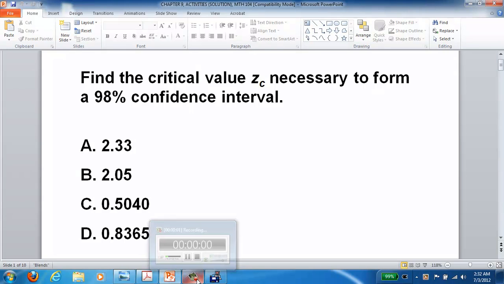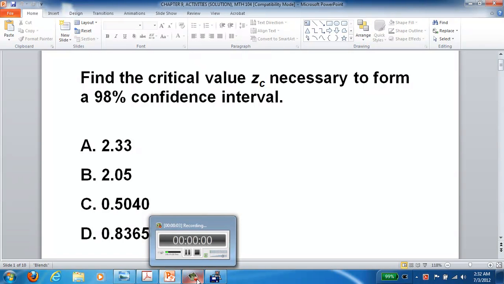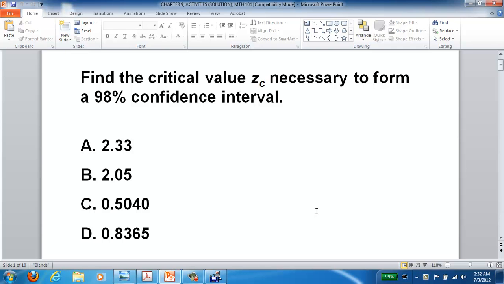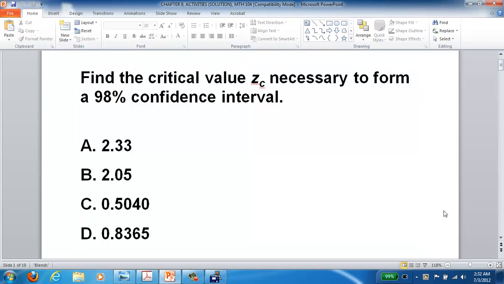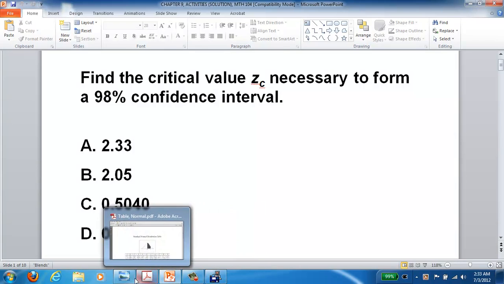Let's go to see the solutions for the activities for chapter 9. Question number 1. You're looking for the z-value for a 98% confidence interval. So for a 98 we divide 98 by 2. This is 0.49 or 49%.